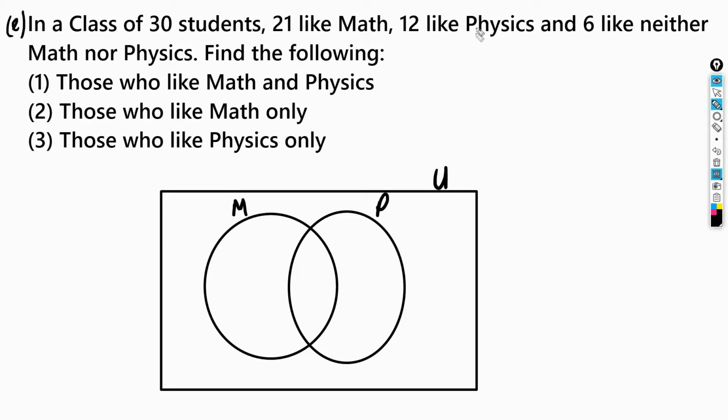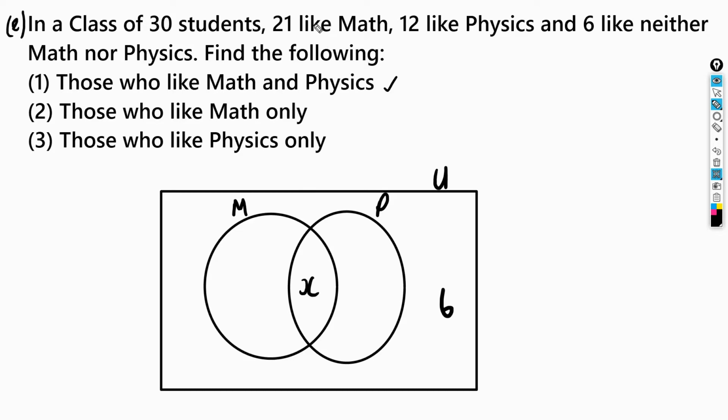Then it says here 6 like neither math nor physics. So we know that there's a 6 outside here that doesn't like math or physics at all. And it says 21 like math and 12 like physics. And we need to find those who like math and physics. So since we don't know how many people like math and physics, we're going to put an X in here. Cool? Because we really don't know. So we're going to put X as the unknown for how many like math and physics.